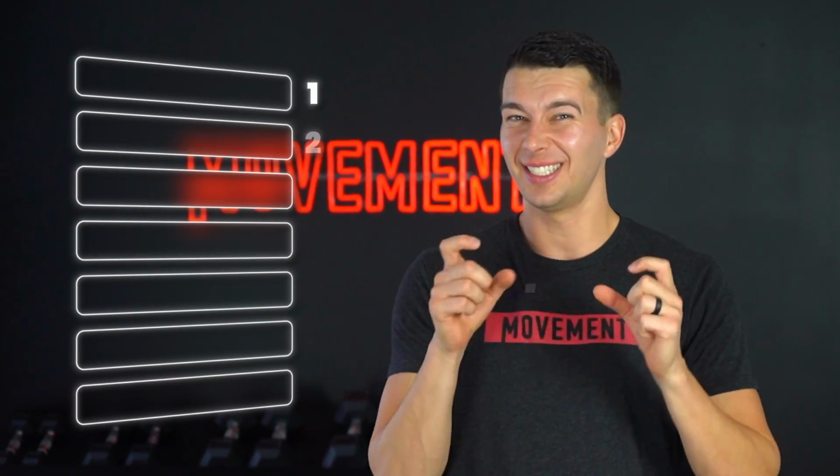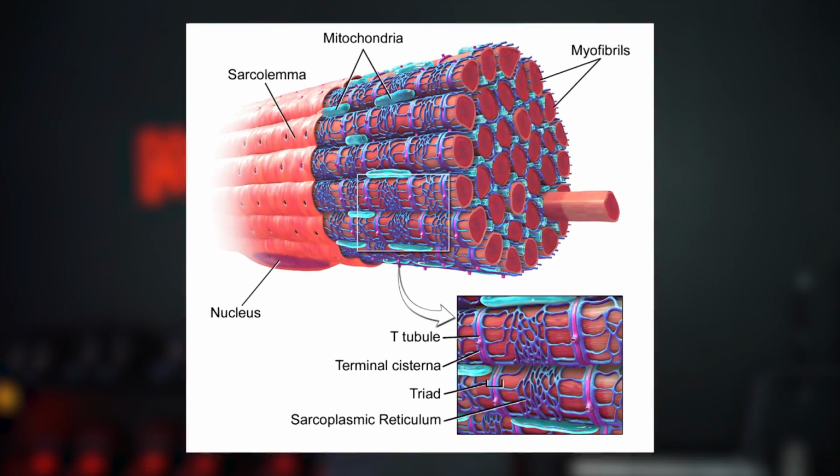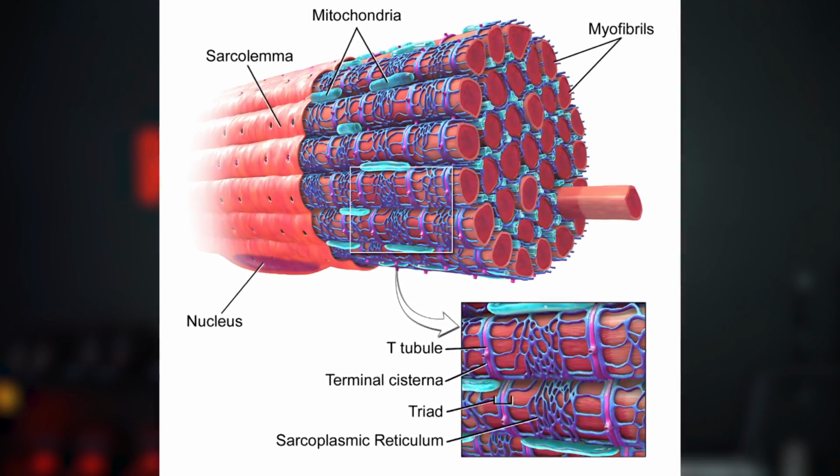Have you ever wondered how a muscle contracts? It's not as simple as you might think. In fact, there's a remarkable sequence of precise steps that must take place for your muscles to work. To understand it, we'll need to zoom into the microscopic level and explore what's really going on. All right, let's dive into the 7 steps of muscle contraction.